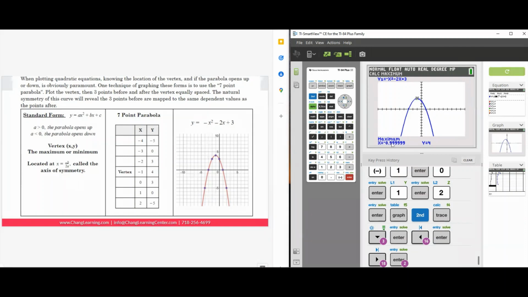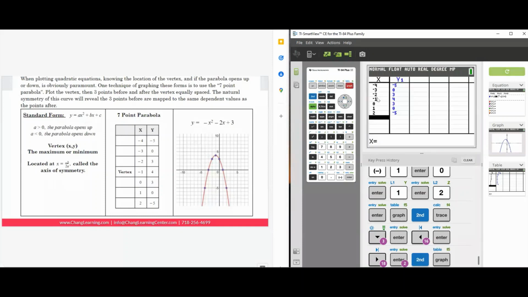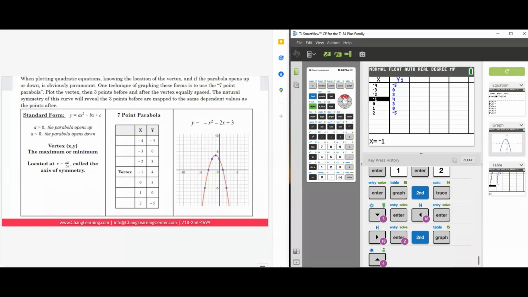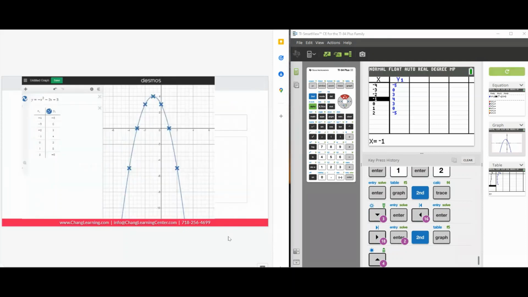That's the way calculators work. You would round it to -1, 4. That's confirmed here on the table that that is the true vertex of the parabola. So this is very useful, using the 7-point method to keep these values in order when you're graphing quadratic equations.